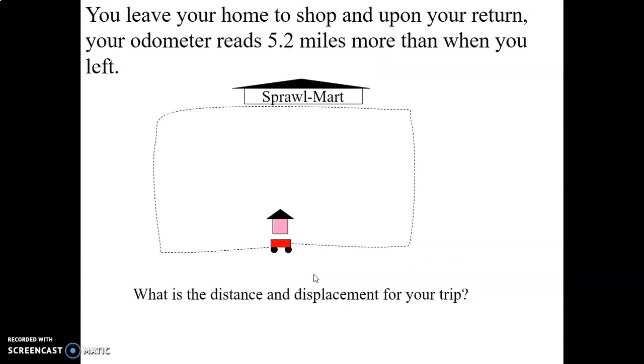So if we go to Walmart, or Sprawmart, sorry, I can't advertise, and we take a round trip and our speedometer reads 5.2 miles more than when it started, if we figure out the distance and the displacement, the distance is going to be the 5.2 miles that they traveled around, and the displacement is actually going to be 0 because they end up back where they started. So since they end up 0 meters away from where they started, the displacement is going to be 0.